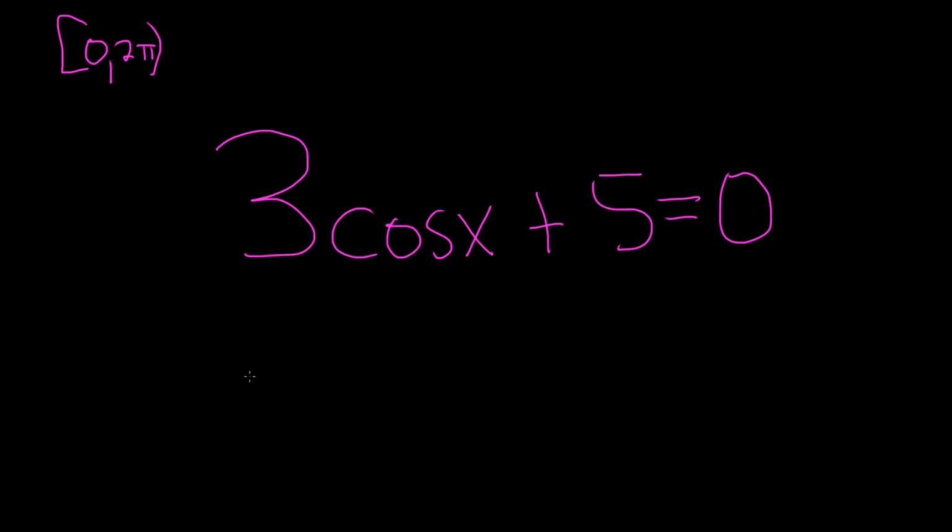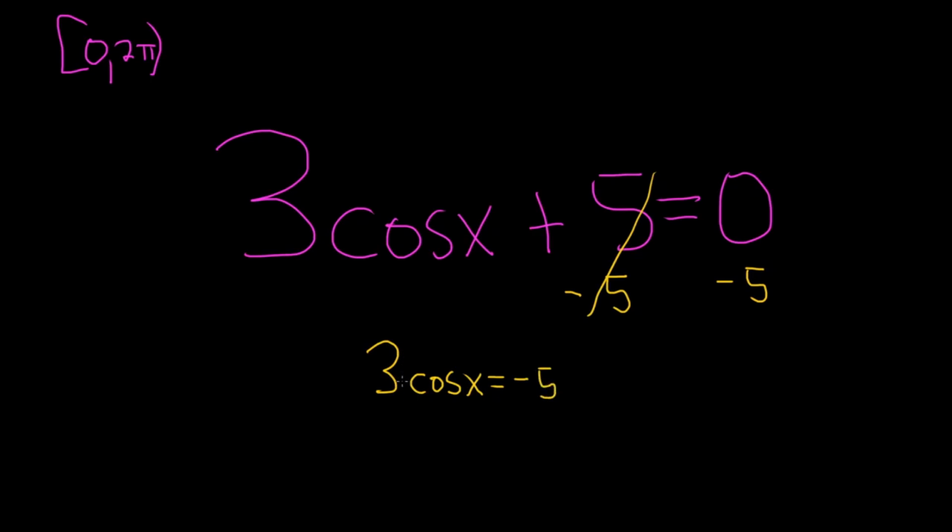In this problem, we're going to solve this trigonometric equation. So we'll start by isolating the cosine function. So because we're adding a 5 here, we can subtract 5 from both sides. So minus 5 and then minus 5. So these cancel. So we have 3 cosine x equals minus 5.